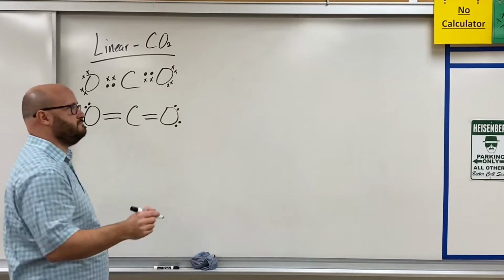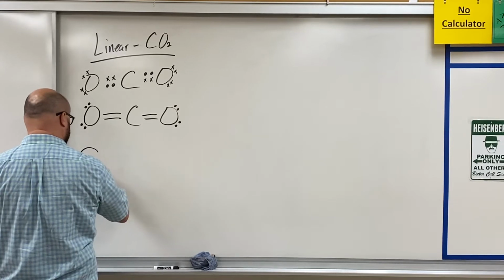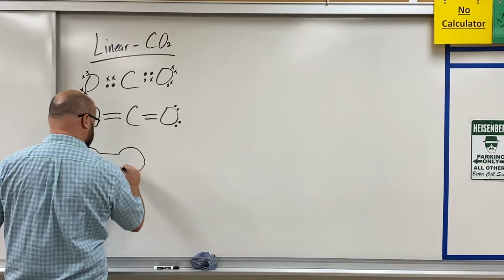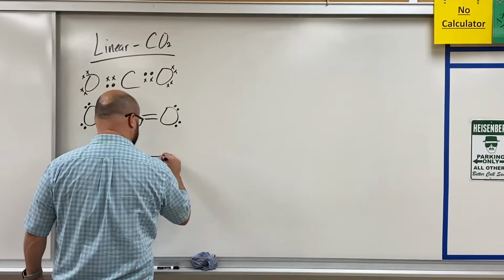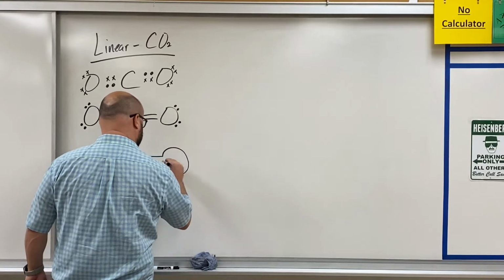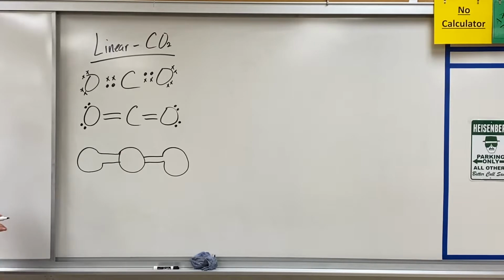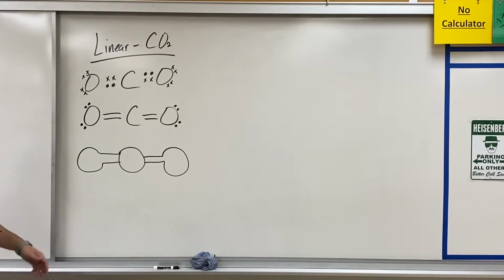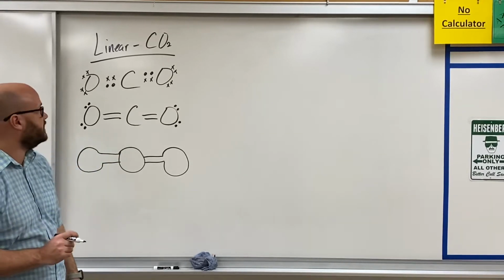And an easier way to look at it is if you have this type of molecule. Centerpiece, 2 on the outside. Carbon dioxide just happens to be the best example of this.